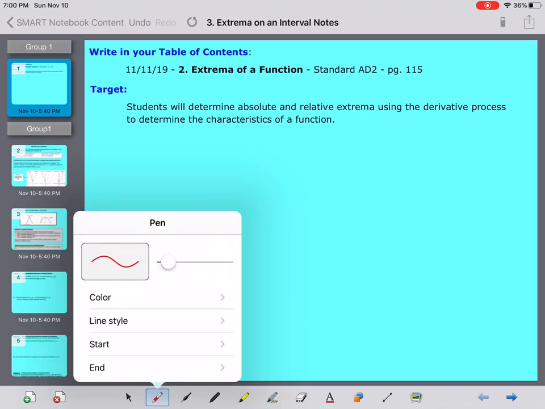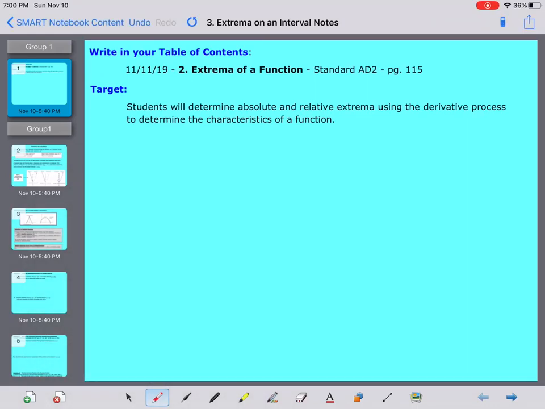Okay, so in this video, we're going to continue talking about the extrema of a function. Hopefully we got through some of this in class. If we got further than what I think we will get, just fast forward to where we left off.